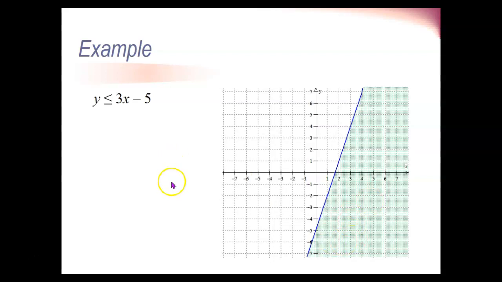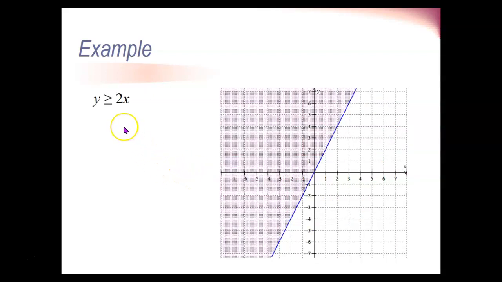If we had used the test point method, if we test the point (0, 0), it's going to say 0 is less than or equal to 3 times 0 minus 5. In other words, 0 is less than or equal to −5. That's not true. That's false. So we do not want to include the point (0, 0). We want to be on the other side of the line that doesn't include (0, 0).